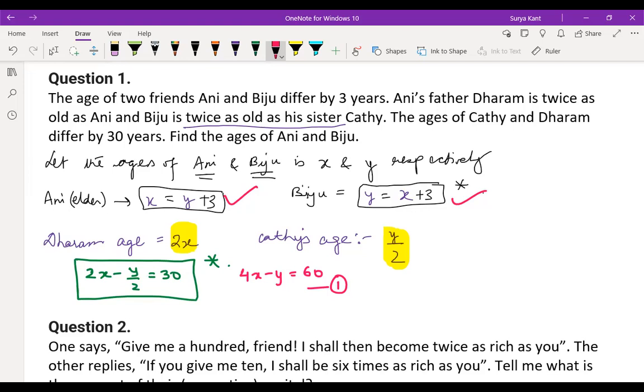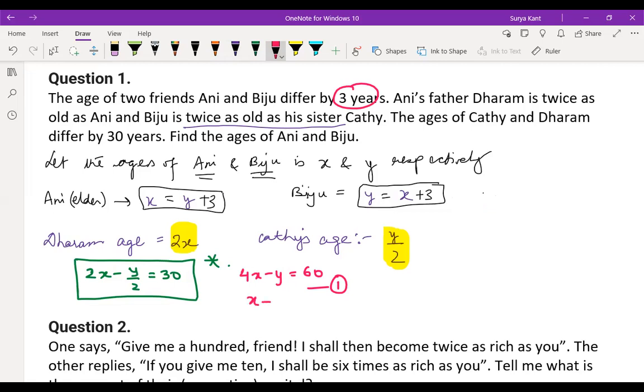How? Why is Biju greater? They have given that the ages of two friends, Ani and Biju, differ by 3 years. Differ by 3 years, so we should consider the first one or the second one. Sir, I was saying that because Ani is given first and Biju is given second, Ani is 3 years more. Okay, consider one by one. You will get to know what they're asking here.